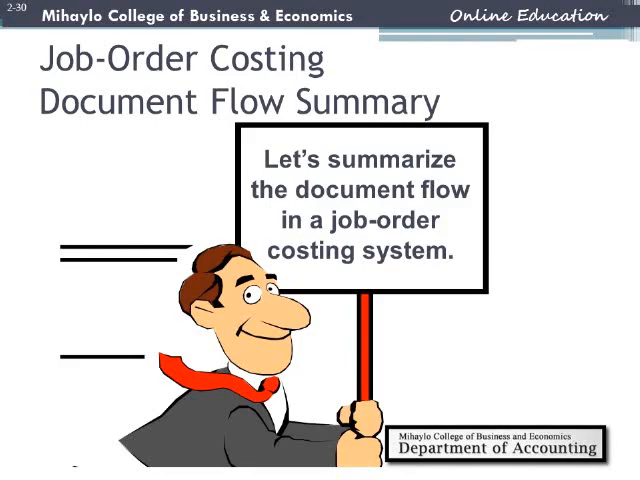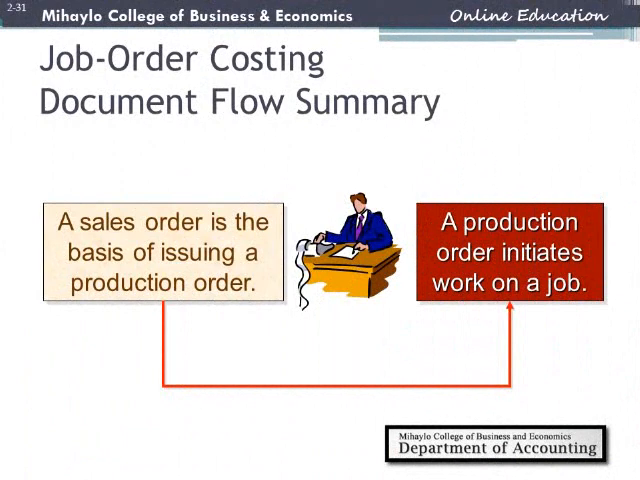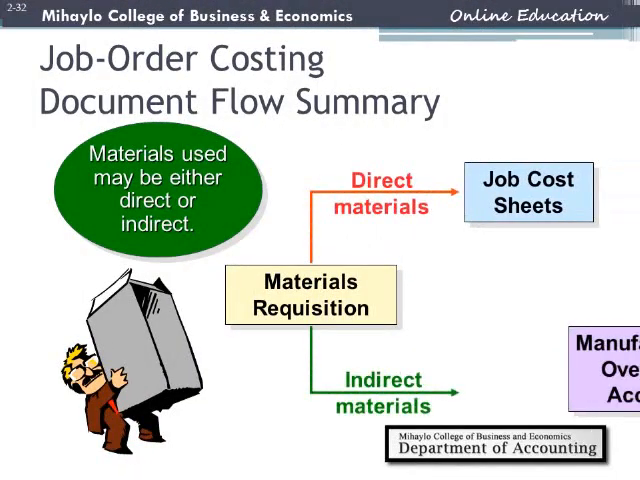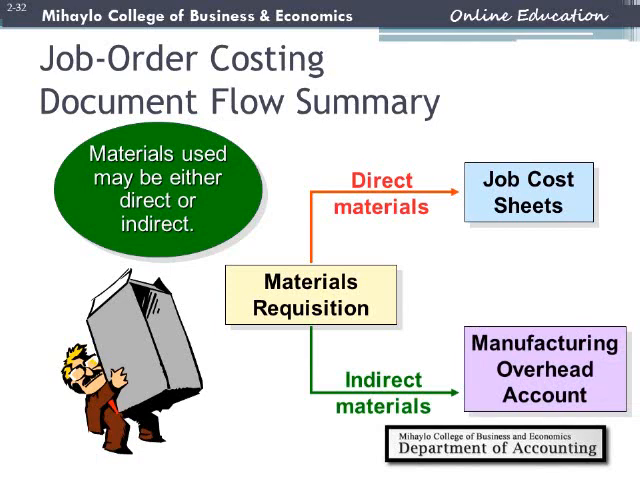Now let's look at the document flow in a job order cost system. The entire accounting process begins when a sales order is received from a customer. Once the sales order is received and approved, a production order is drafted to initiate work on a job. From the production order, we are able to determine the direct and indirect materials we will need to requisition from the storeroom. A materials requisition form is used to draw direct and indirect materials from the storeroom.